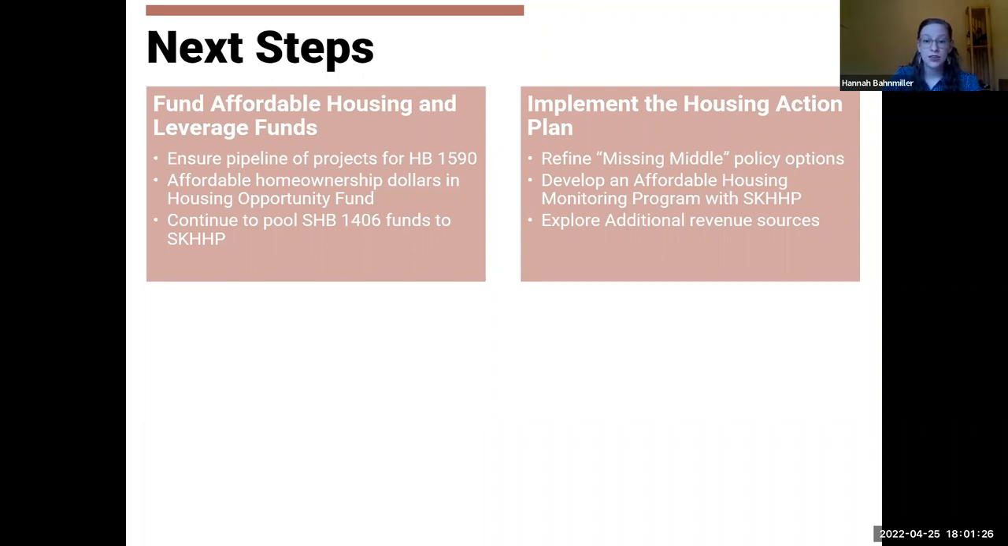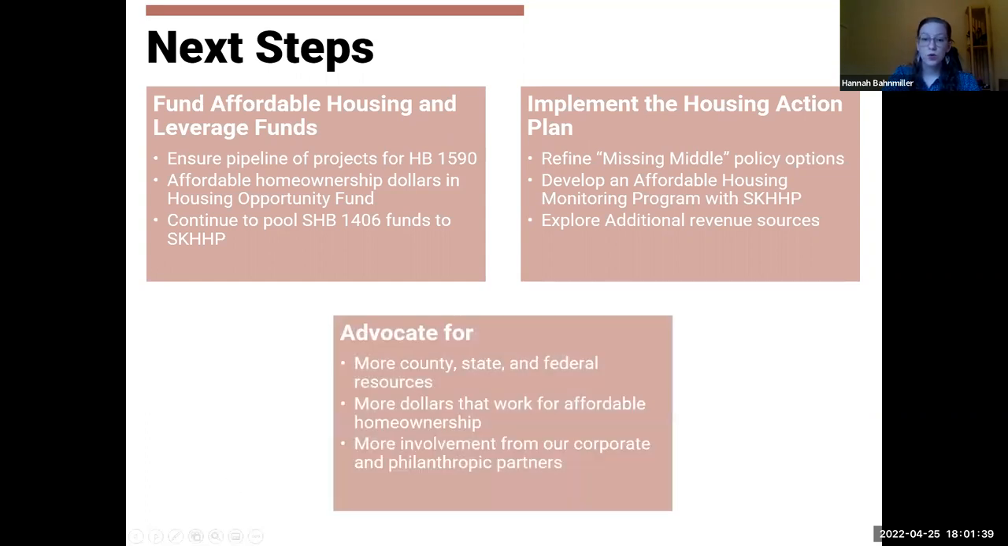Beyond this, there exists within the HAP a large work program that outlines ongoing implementation, monitoring, and review work. We will also need to advocate for more county, state, and federal resources, for more dollars that work for affordable homeownership, and for more involvement from our corporate and philanthropic partners.